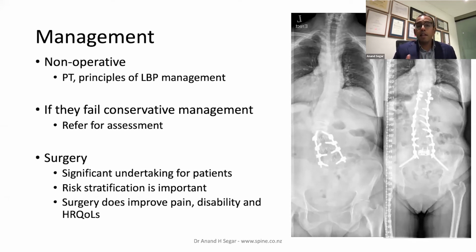The surgery is significant for these patients. So the risk profile is high, but at 1 year, if you ask the patients undergoing adult spine deformity surgery whether or not they would have the surgery again, despite going through complications, some of them quite big, patients say they would have it again based on what they were like before to what they are afterwards. So surgery does improve pain, disability, and health-related quality of life outcomes.